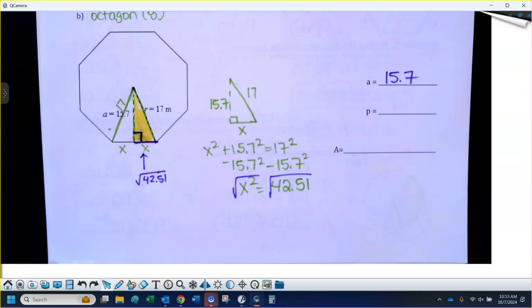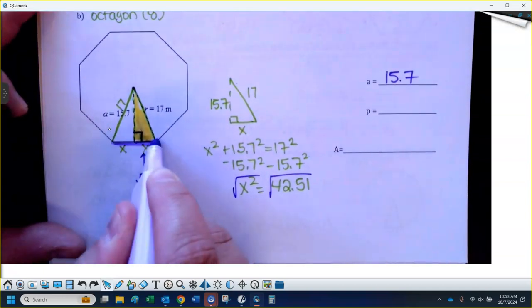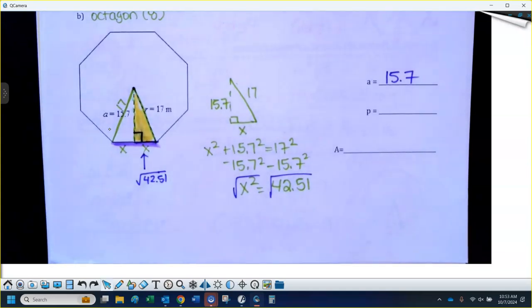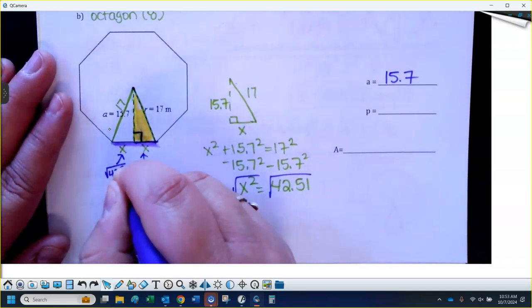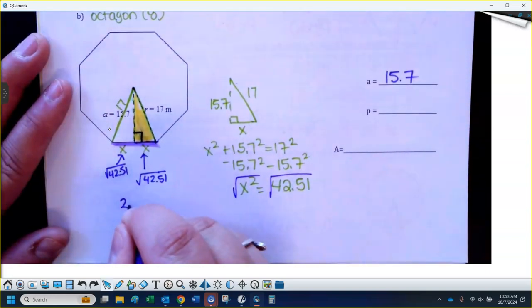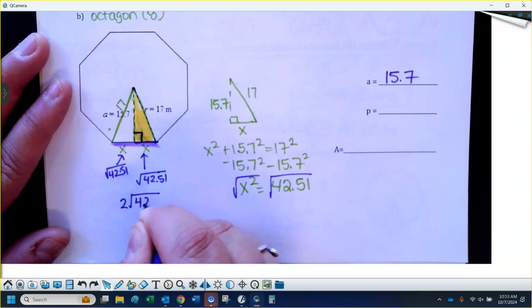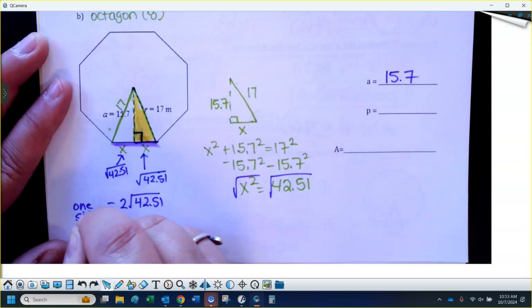What would the whole side be? Like if I looked at this triangle, because I'm trying to find the perimeter, what would that whole side be? You would multiply it by 2. Does that make sense to everybody? So this would be root 42.51, and this would be root 42.51. So together there's 2 of them. This would just be one side.